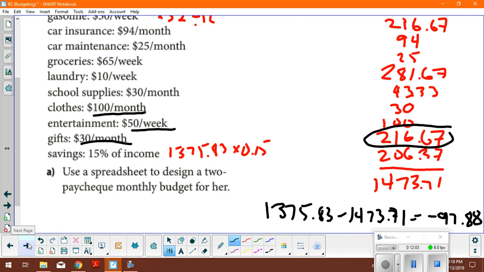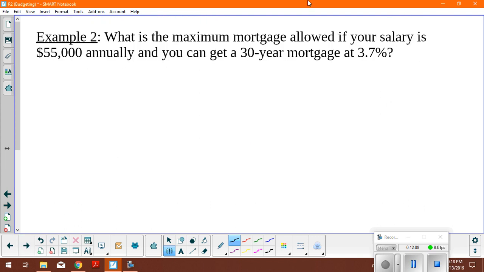Okay, our other example, referring back to mortgages, and we've done this problem a couple of times. What is the maximum mortgage allowed if your salary is $55,000 annually and you get a 30-year mortgage at 3.7%? So the first thing we need to do is figure out what our monthly salary is, and then the guideline is that it can be no more than 32% of your gross salary. So we're going to take our 55,000 and divide that by 12.